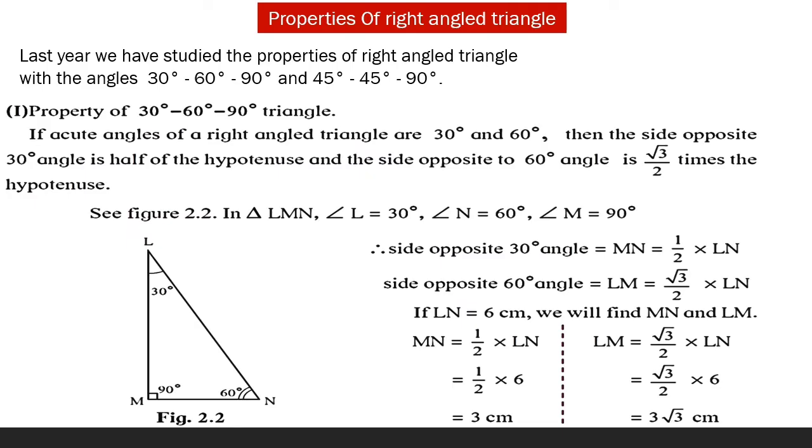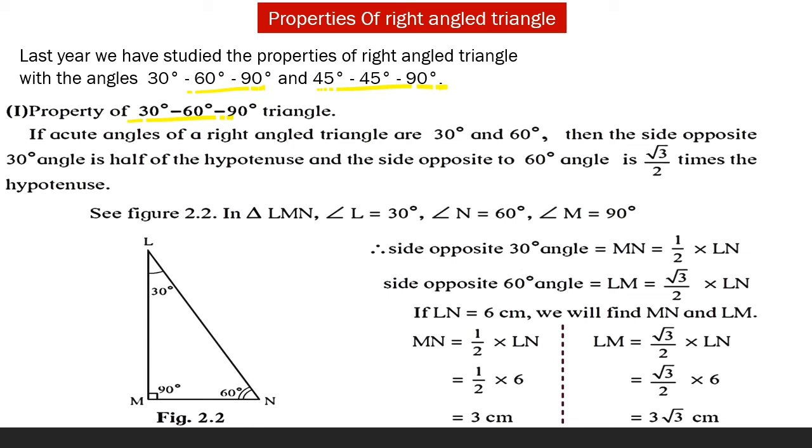Next is properties of right angle triangles. Last year we studied the properties of right angle triangles with angles 30, 60, 90 and 45, 45, 90. First of all we will see the property of the 30, 60, 90 triangle. So what is the statement? If the acute angles of a right angle triangle are 30 and 60, then the side opposite to the 30-degree angle is half of the hypotenuse, and the side opposite to the 60-degree angle is root 3 upon 2 times the hypotenuse.